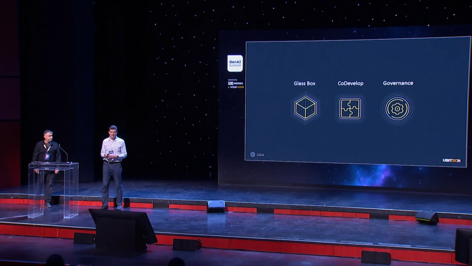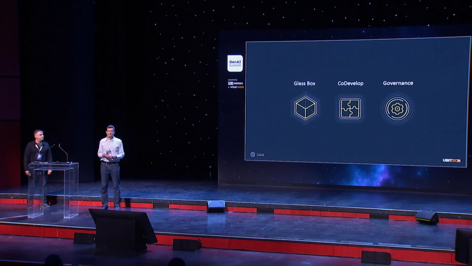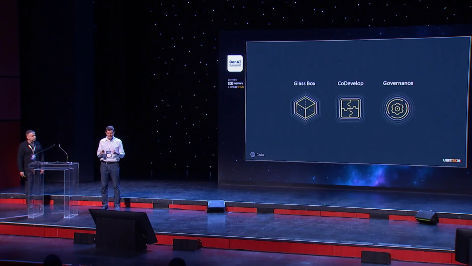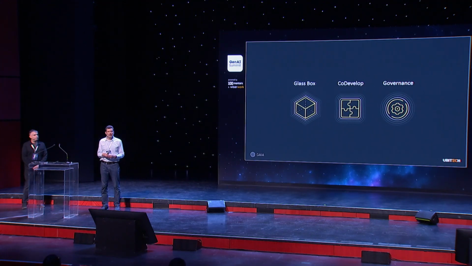So the platform and the methodology are based on three pillars. The first one we call glass box, and it is about transparency. We need to know what happens inside the box: what resources, what context the AI is using to serve its request, and how it utilizes those resources to produce a response and serve the request.